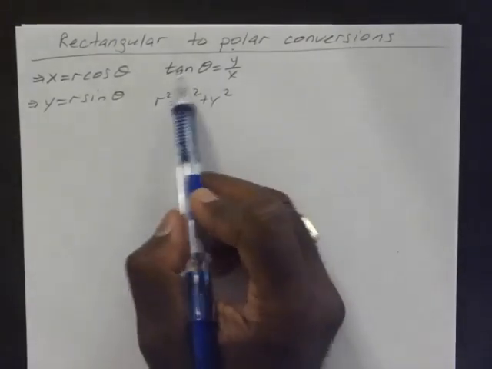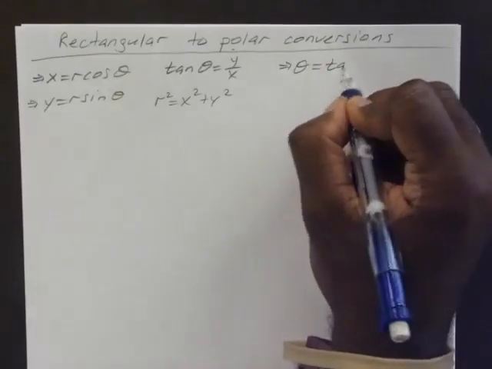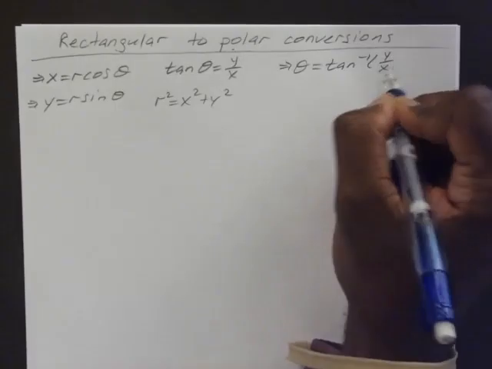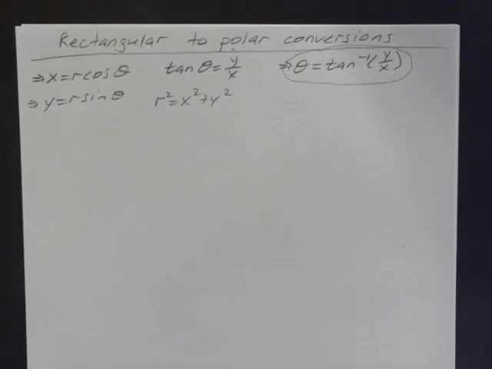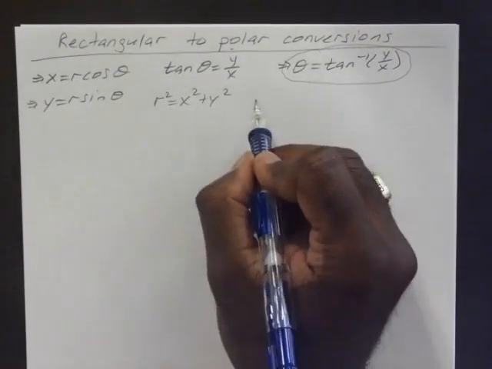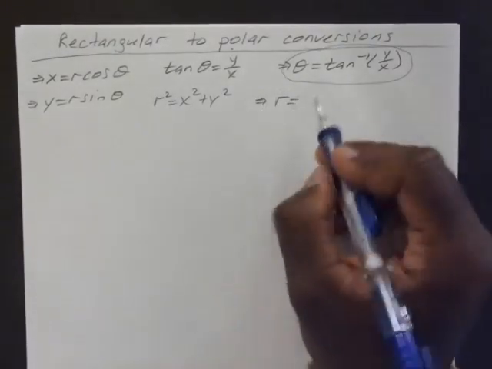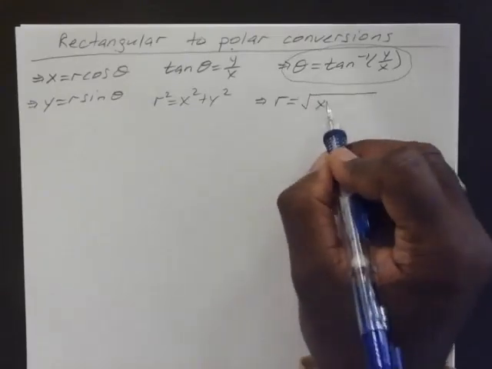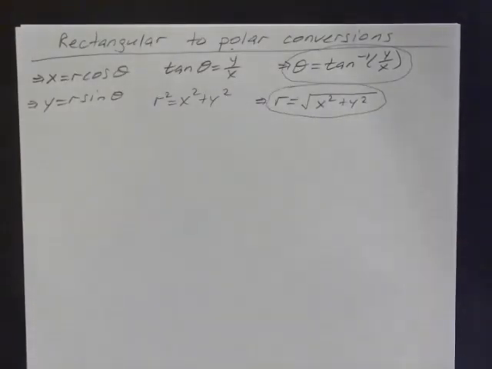Okay. Now we know if we apply tangent inverse to both sides, that theta will equal the tangent inverse of y over x. So we definitely use that one to find our theta. And if we square root both sides, the radius will equal plus or minus, but we know it's not going to be a negative length, so it's going to be the positive square root of x squared plus y squared. So we can find our radius.